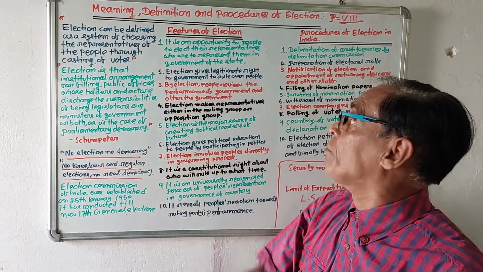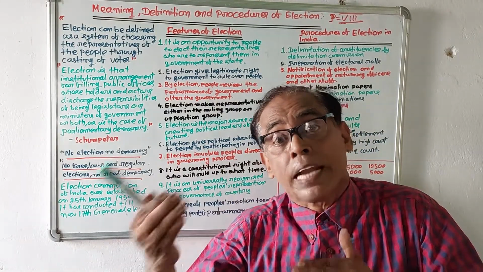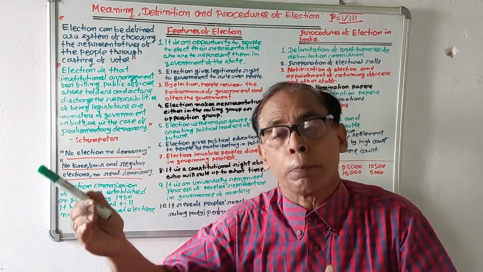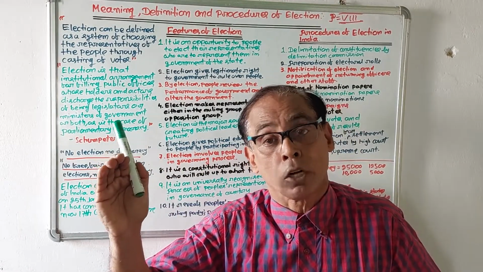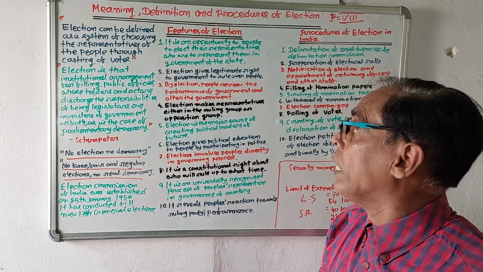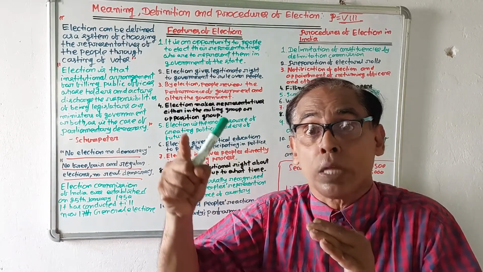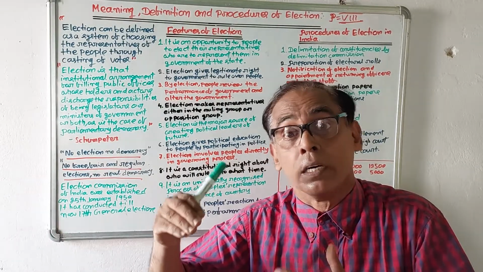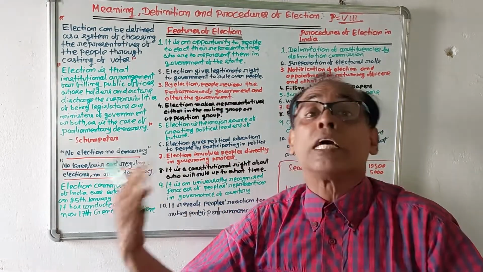Number two, election gives legitimate right to government to rule over people. Election gives legitimate or legal right to government to rule over people or to serve people. Only by election, a government will get legal right to rule over people. Otherwise not. Number three, by election, people review the performance of government and alter the government. If they are satisfied with the performance of government, they again re-vote the government. If they are not satisfied, they can change the government.